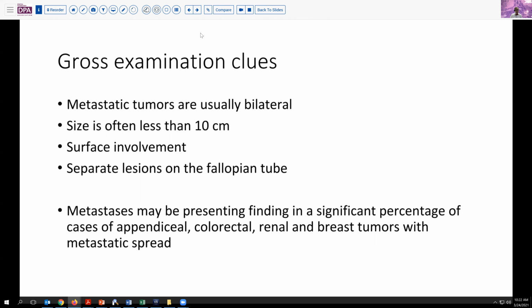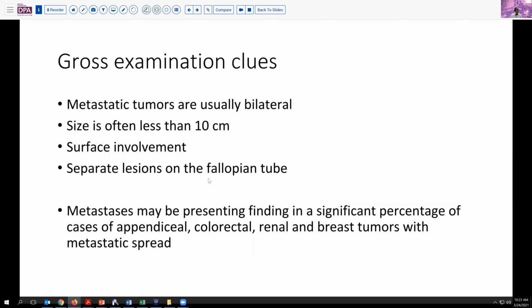One of the things that's very important to remember is that gross examination can be quite helpful. It's not an absolute criterion, but it certainly can be very useful to recognize certain features that favor one or the other. For example, metastatic tumors are commonly bilateral, and they're usually relatively smaller, although obviously there are notable exceptions up to 30 and 40 centimeters occasionally. Surface involvement is more characteristically seen in metastatic disease than in primary tumors, particularly if there are separate lesions on the fallopian tube that may indicate a multi-site type of metastatic pattern.